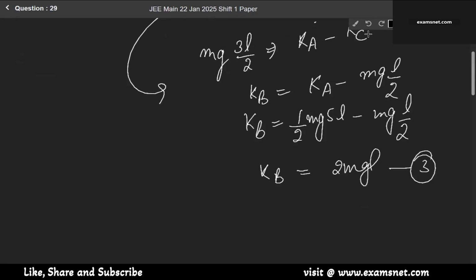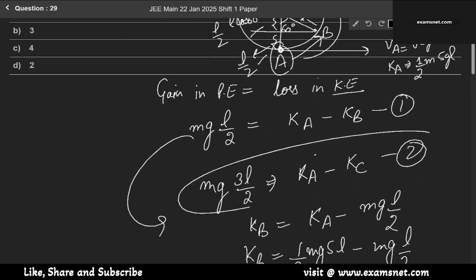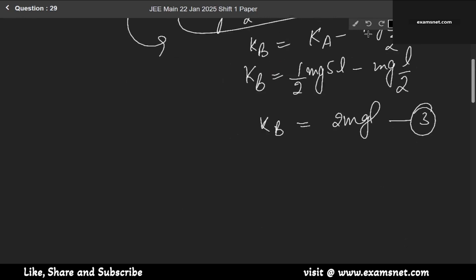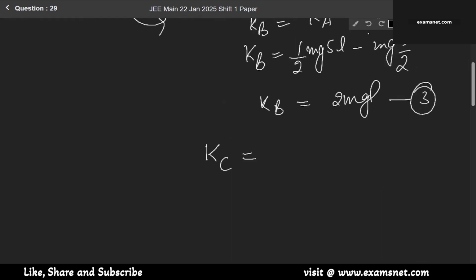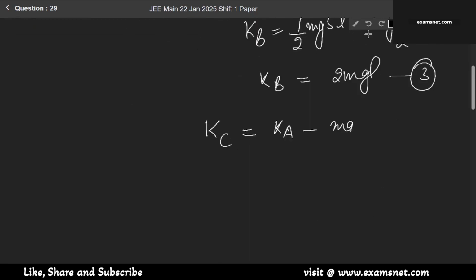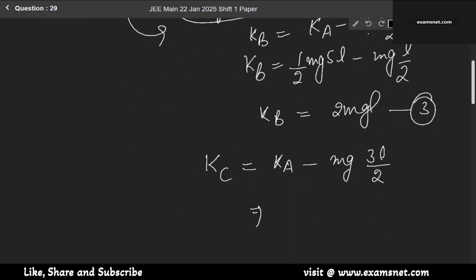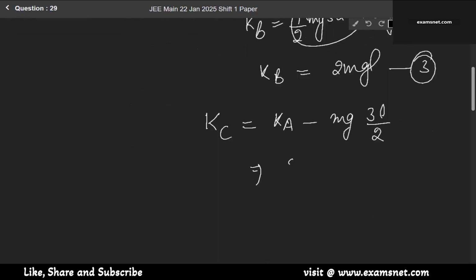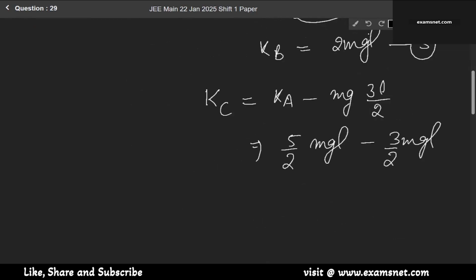Let us say this is equation number 3. Now solving equation number 2, we will do the same as we did in the previous equation. Kc will be equal to Ka minus mg 3L by 2. Ka is half mg 5L, so it will be 5 by 2 mgL minus 3 by 2 mgL. Solving it, we get Kc equal to mgL. Let us say this is equation number 4.